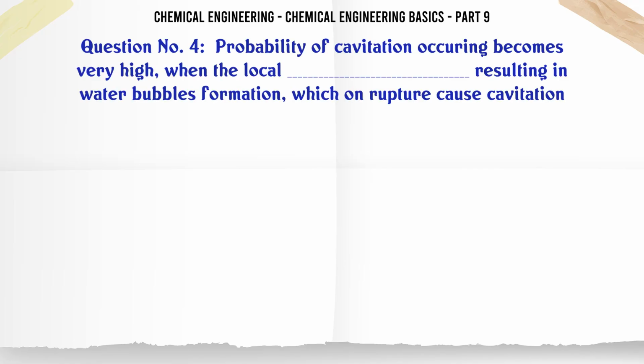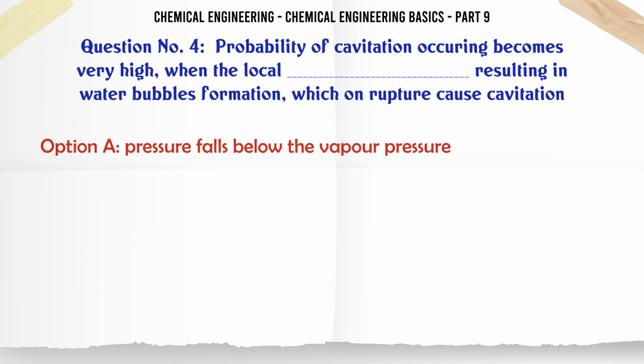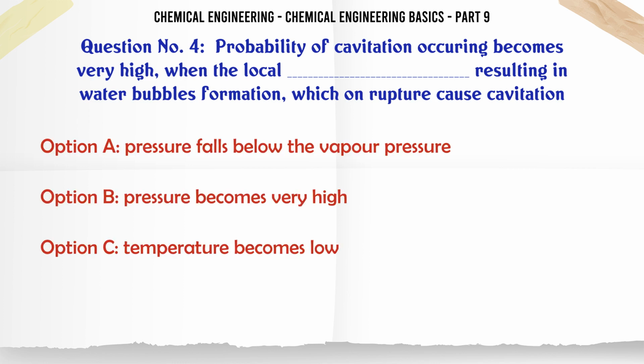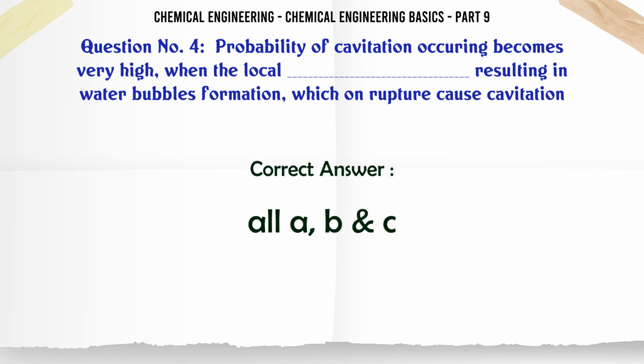Probability of cavitation occurring becomes very high when the local ___ resulting in water bubbles formation which on rupture cause cavitation. A. Pressure falls below the vapor pressure. B. Pressure becomes very high. C. Temperature becomes low. D. All ABC. The correct answer is all ABC.